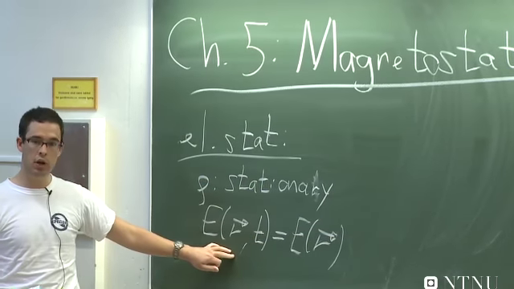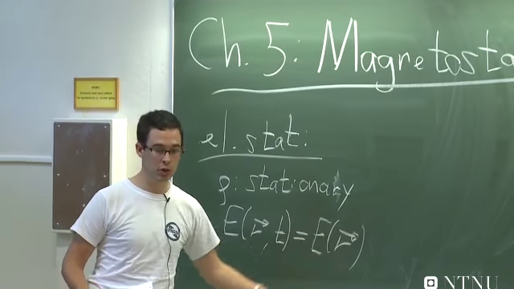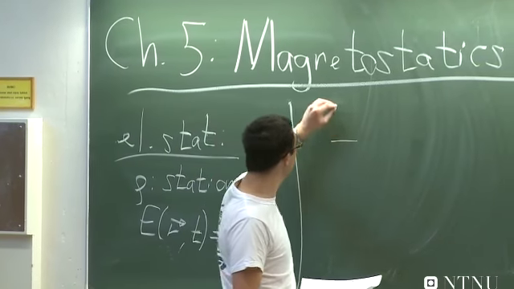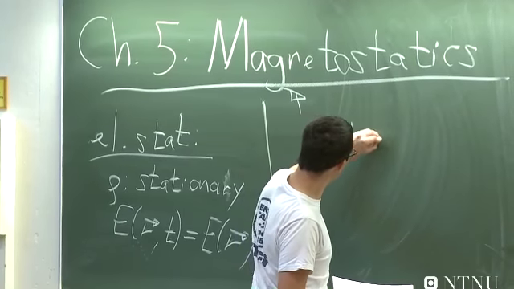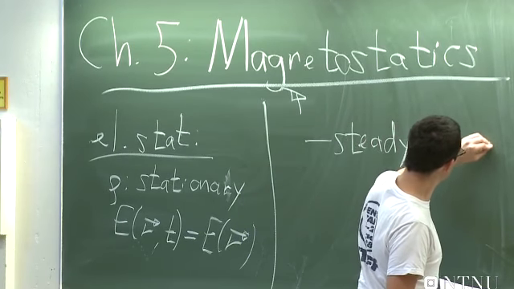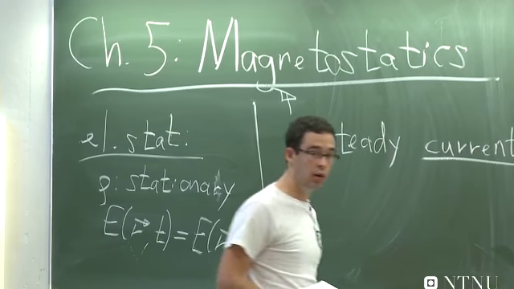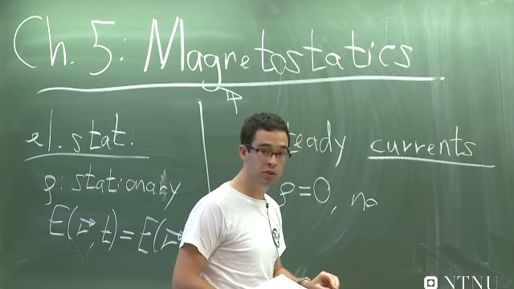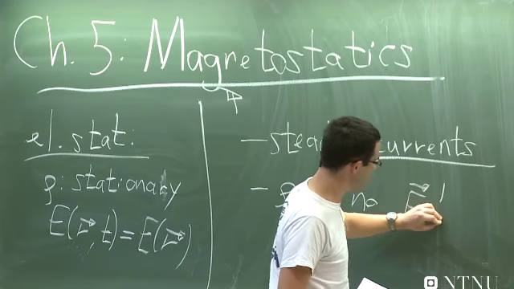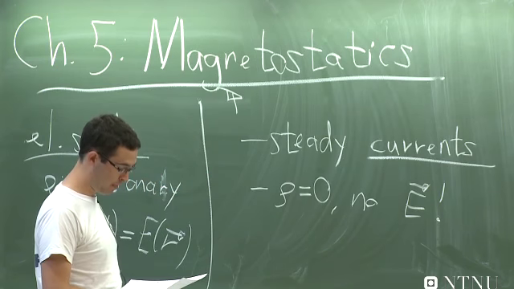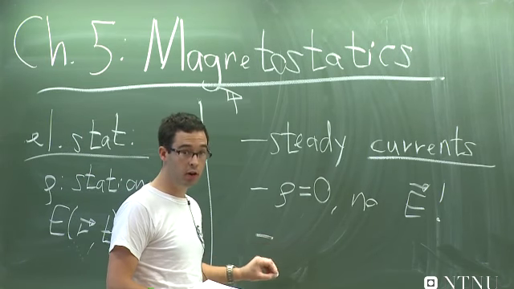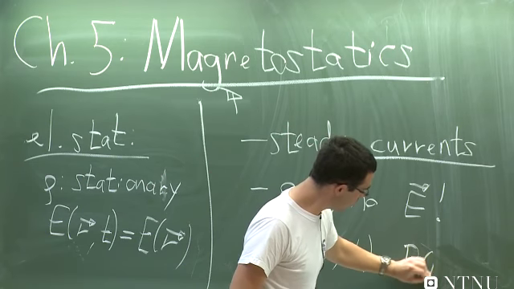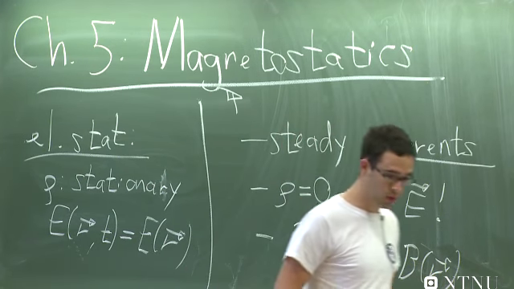In general, there's a time dependence on the electric field. But in electrostatics, we just work with a spatial dependence. In magnetostatics, same thing, of course. But now we're working with static currents instead. And we set the charges equal to zero. This, of course, means there's no electric field. So now, instead, we get a constant time-invariant magnetic field. So we just look at the spatial dependence of the magnetic field.